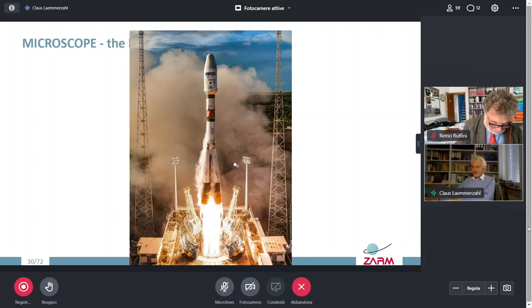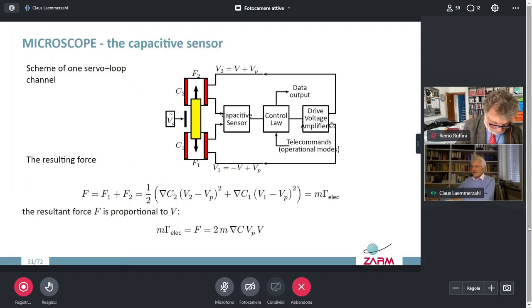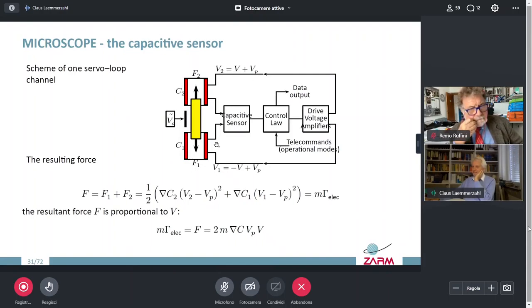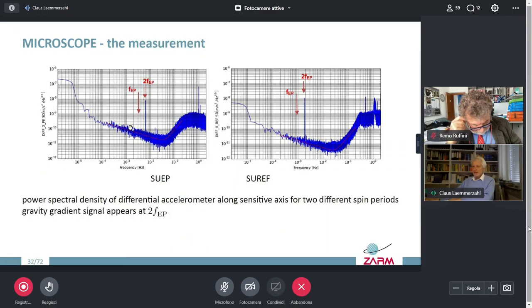Finally, there was a launch, and with this launch one could then start to test the equivalence principle. This is the measurement principle. You have here the inner test mass and the electrodes, and you can measure any motion of the inner test mass with respect to the outer test mass through a capacitive measurement, which is related to a force, since the gradient of the electrostatic potential within the capacitors depends on the position. So the capacity depends on the position, and then the gradient gives a force which can be measured. This is the basic principle of how the measurement has been performed.